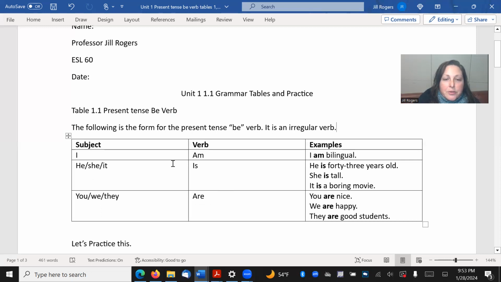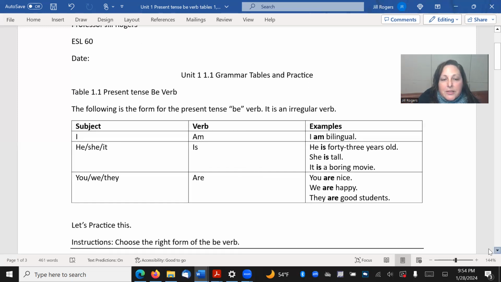So here are our examples. Our sentence is, you are nice. We are, we are happy. More than one person, right? So this is the plural form. And they, meaning more than one person, they are good students.